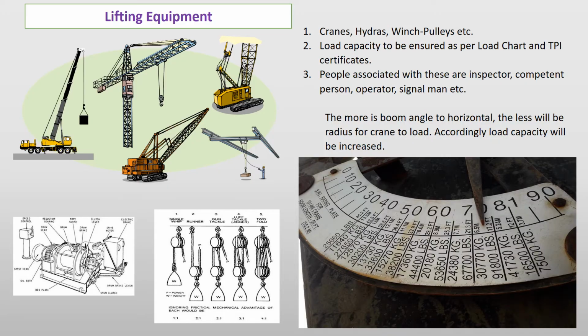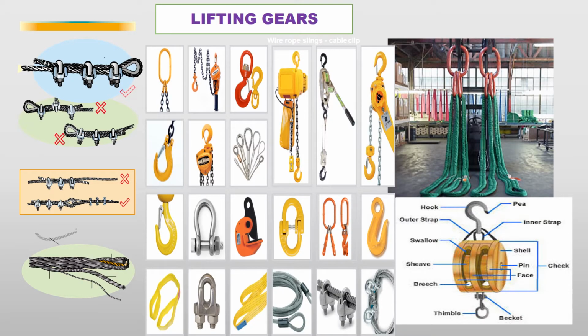Lifting gears. Flexible wire rope slings, web slings, chain slings, eye bolt, D-shackle, derricks, etc. are used. Also, their safe working load is to be known from the valid test certificate given by the competent person. For putting clamps on the wire rope slings, use 6D gap and U to be attached to the dead end. For example, if 10 mm dia, the gap would be 10 into 6, that is 60 mm.